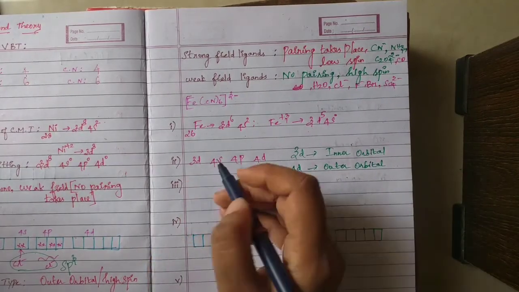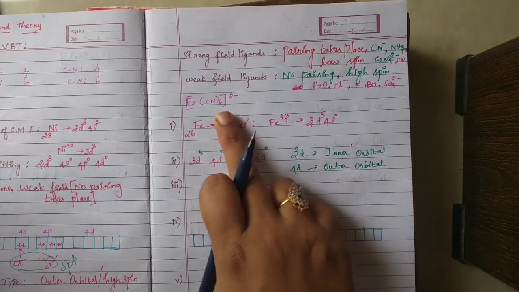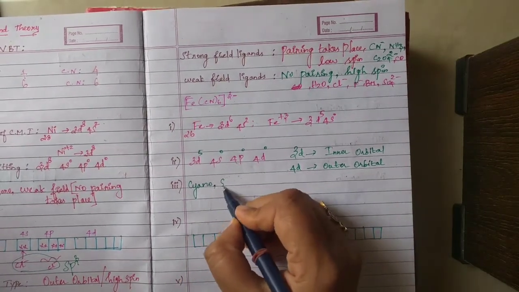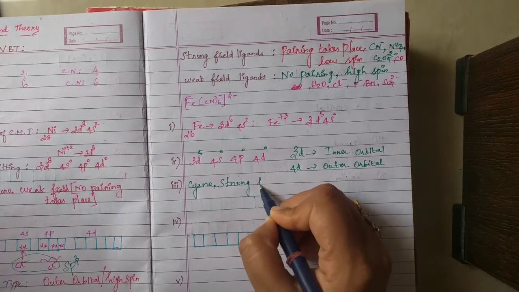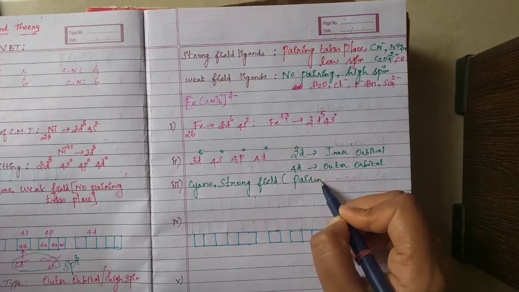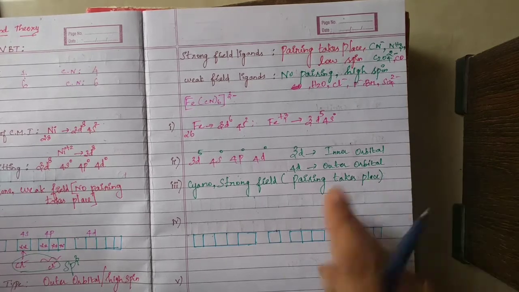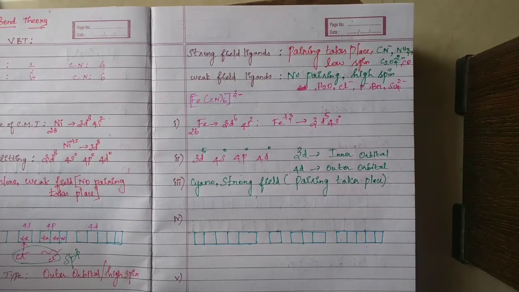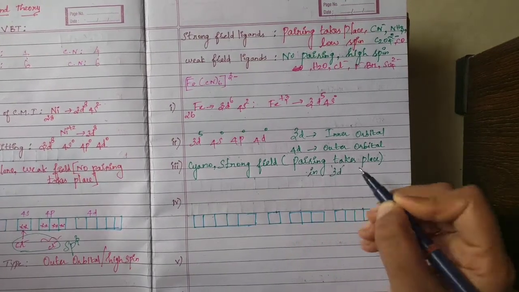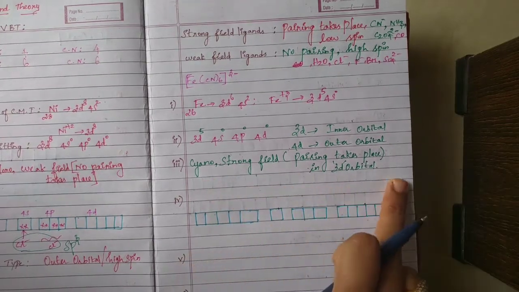Okay. In 3d, now 5 electrons are there. Here everything else 0. And ligand. It is a cyano ligand. Cyano ligand is a strong field ligand according to the spectrochemical series. Strong field means what happens? Pairing takes place. That means it pairs electrons in 3d orbitals. Pairing takes place in 3d orbital. Okay, students, this is a very, very important point.